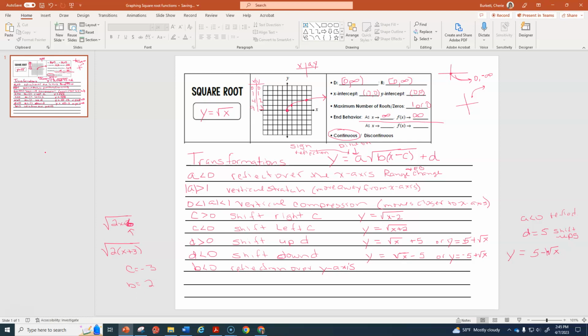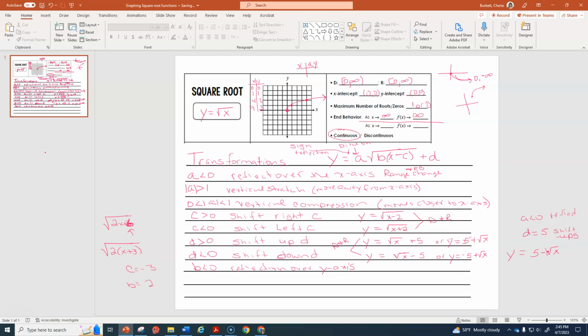What changes? Oh, I forgot to go back and tell you what changes on these. So when you change C right here, of course the endpoint changes. So it changes both the domain and the range. C moves it left and right, because it's moving the endpoint, so that changes the domain and the range. And when D changes, it also changes the domain and range.